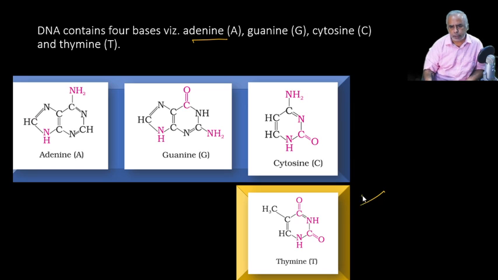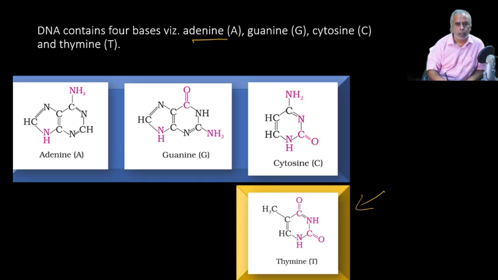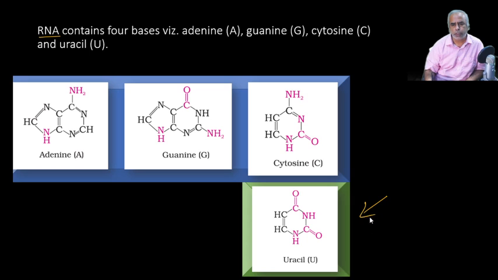I have highlighted these in yellow because in RNA you also have all these 3, but the 4th will be different. Here all are the same in RNA, but instead of thymine, you have uracil. Are you able to follow? So that makes the difference between DNA and RNA.